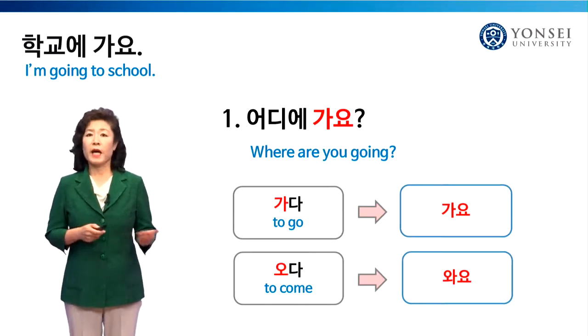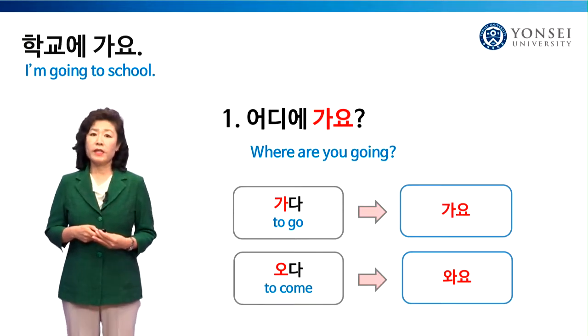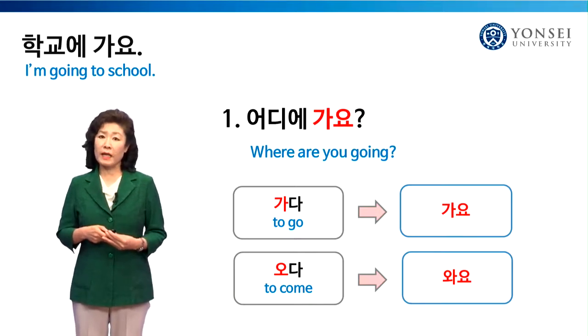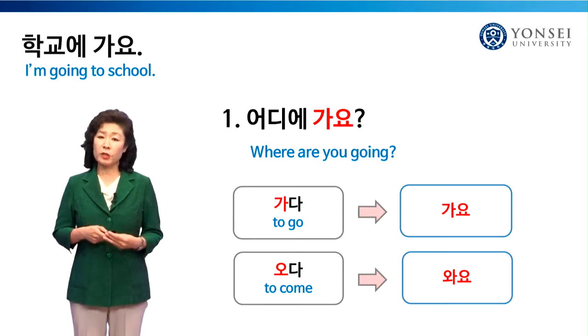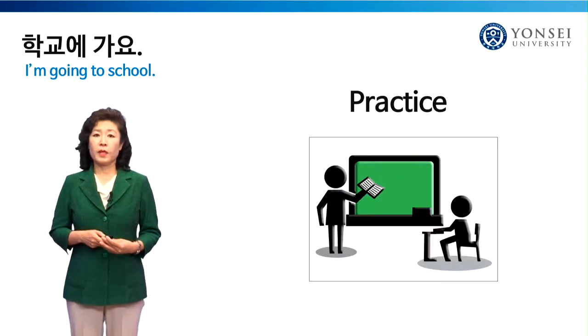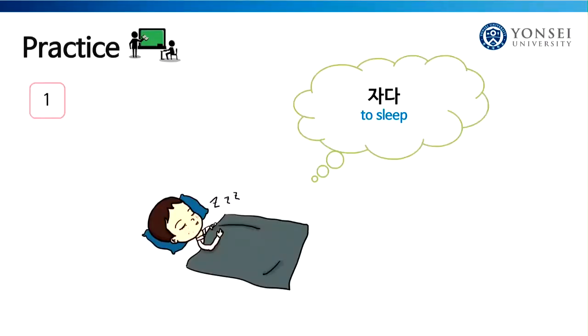Let's take some time to summarize what we have learned. When there is an a sound like in 가다 or an O sound like in 오다, you take 아요 to change it into 가요 and 와요. Shall we practice? Look at the following picture and change the correct verbs into 아요.